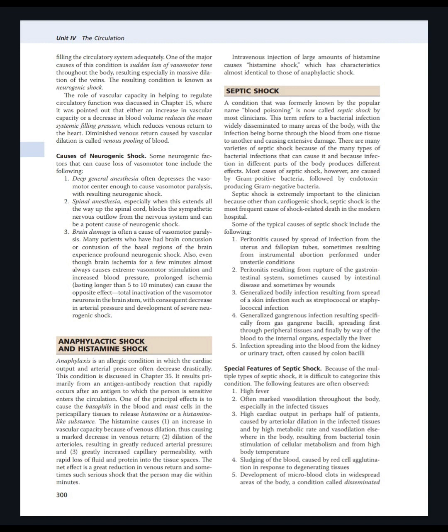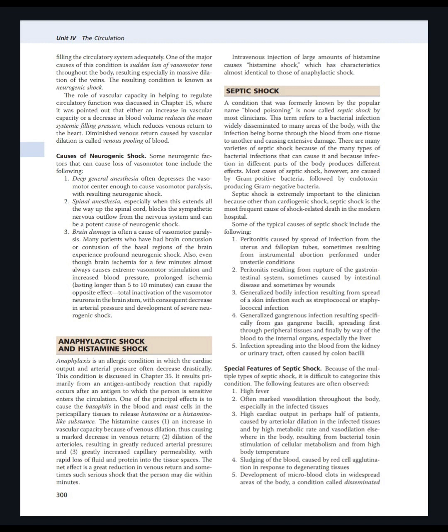It results from an antigen-antibody reaction that rapidly occurs after an antigen to which the person is sensitive enters the circulation. One of the principal effects is to cause basophils in the blood and mast cells in the pericapillary tissue to release histamine or a histamine-like substance. The histamine causes an increase in vascular capacity because of venous dilation, thus causing a marked decrease in venous return. Dilation of the arterioles results in greatly reduced arterial pressure and greatly increased capillary permeability.